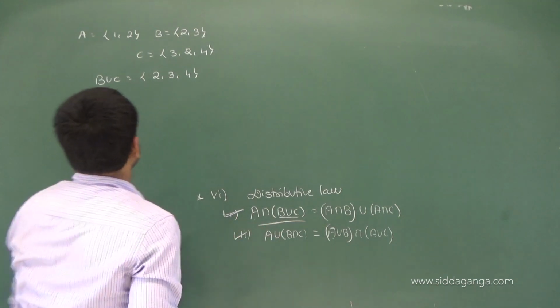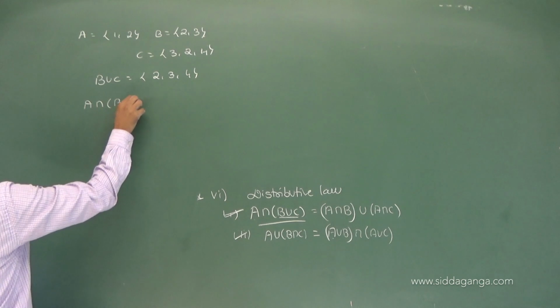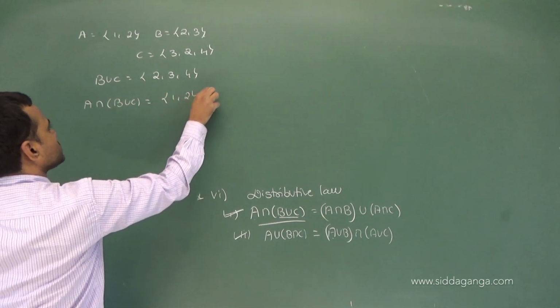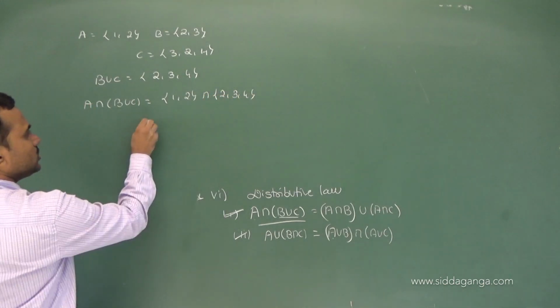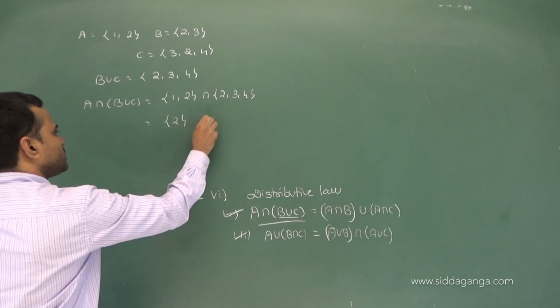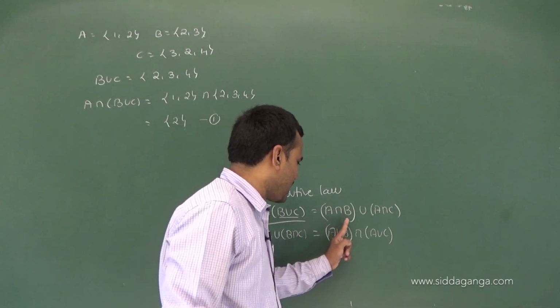B union C. Then A intersection of B union C means {1, 2} intersection {2, 3, 4}. So the common element is what? 2. Call it as 1. Next, RHS.